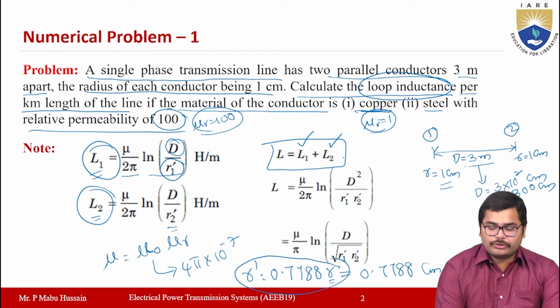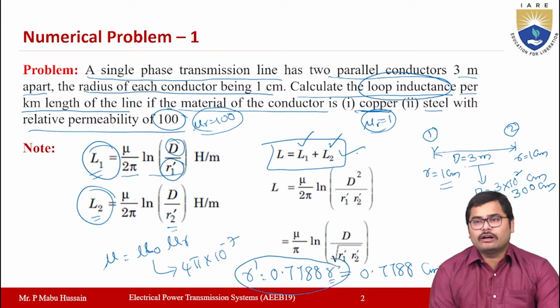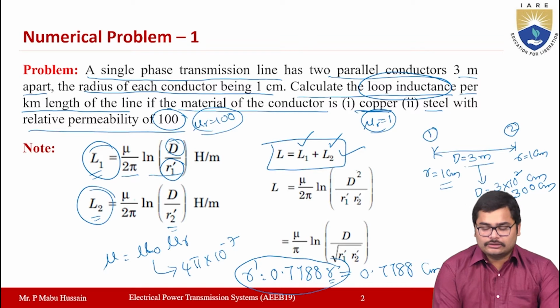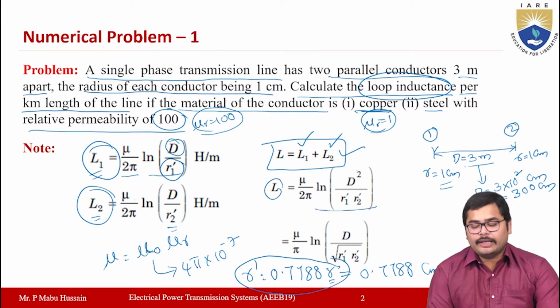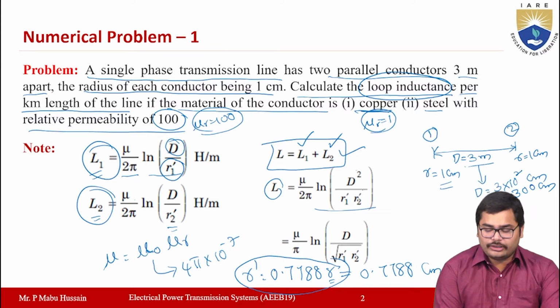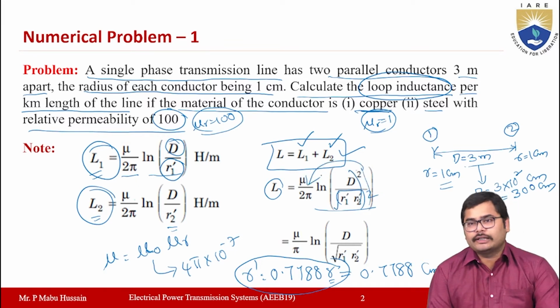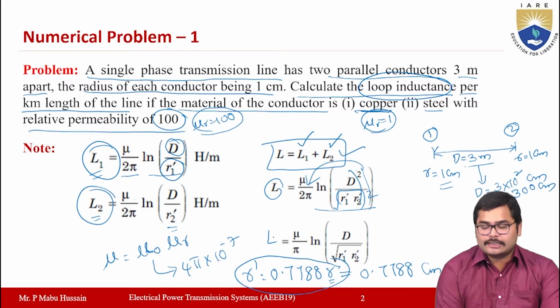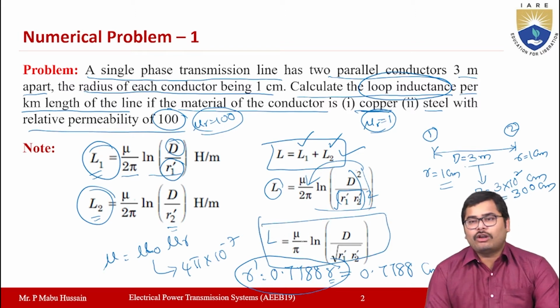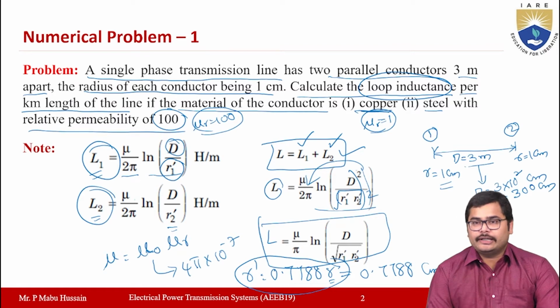Now if you substitute in this equation, which is the total inductance or loop inductance, then you will get L equal to mu by 2 pi ln d square by r1 dash into r2 dash. Okay, now if you take the square and under root, this square will be brought to the front. So the total inductance equation will be L equal to mu by pi into ln d by square root of r1 dash r2 dash.